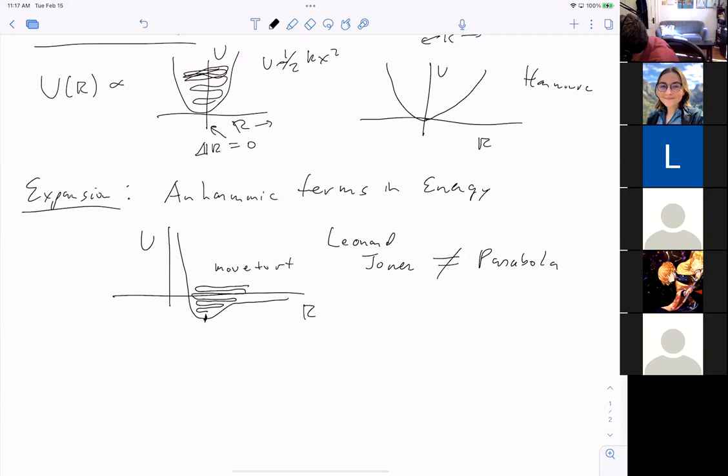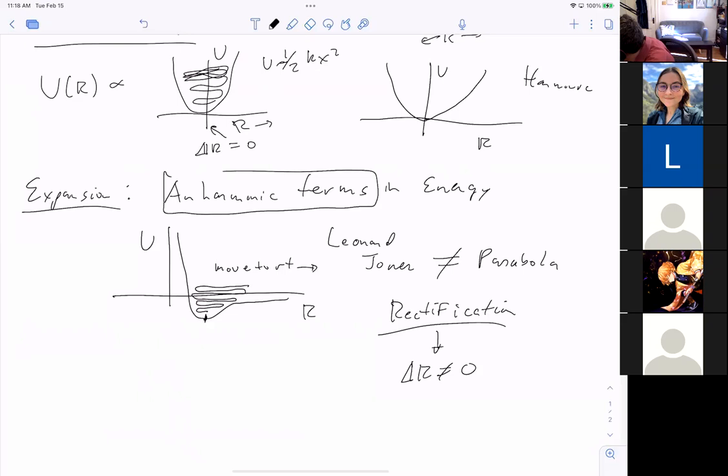Another word for that is rectification, because we have this back and forth motion. The atoms are just oscillating, but there's a rectification going on, meaning that the average shifts them in one direction. That's what rectification is. And so that means that there is a delta R that doesn't equal zero due to the anharmonic terms. It's the deviation from this perfect parabola that actually gives us a thermal expansion.